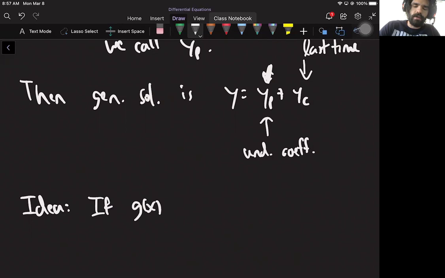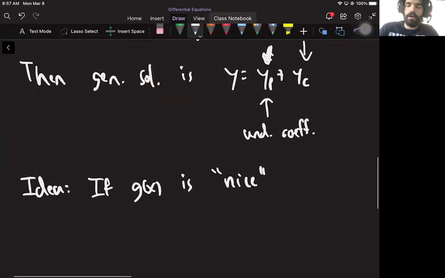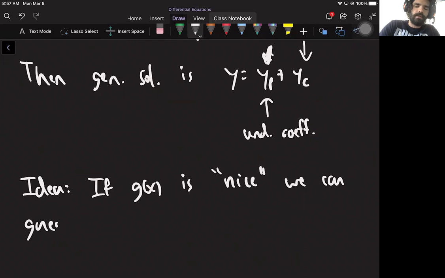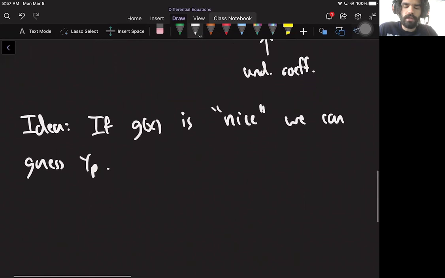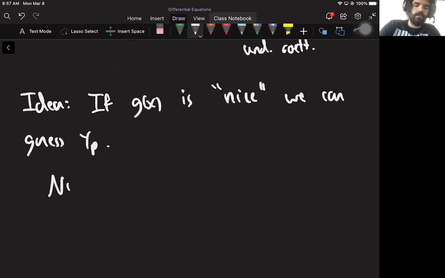If g of x, the thing on the right, is nice, in quotes, we can guess yp. It's a very educated guess. And that's the basic idea for this technique. So what does nice mean? For us, nice means something like this.